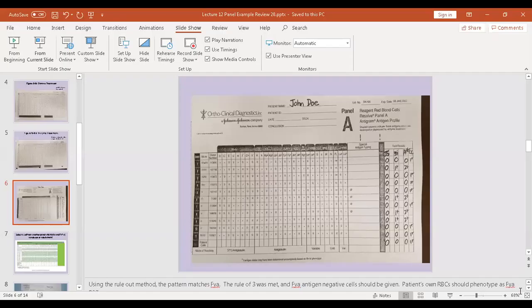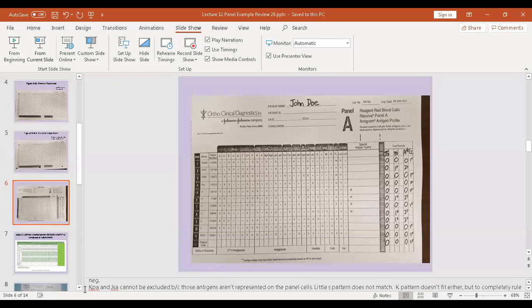Okay, so anyway, as you're doing some of these practice ones, when you go down here, you'll see my notes. KPA and JSA can't be ruled out because those antigens aren't represented on the panel cells. Little s pattern does not match, and we eliminated the K, so we didn't take that into consideration due to the fact that K is low frequency. All right, I'm going to get back to slideshow. We're going to do a couple more, and then you guys are going to practice.